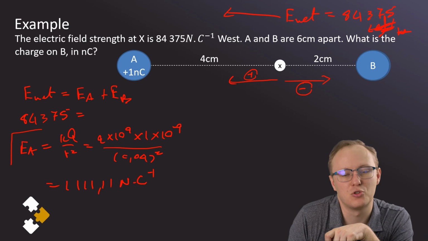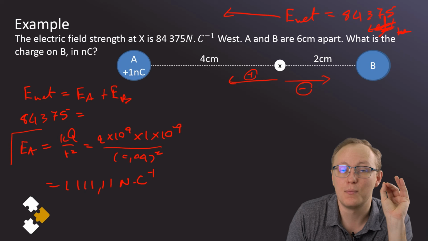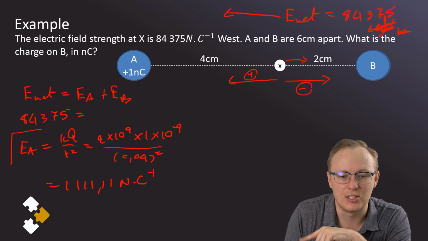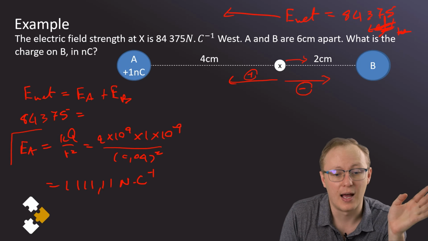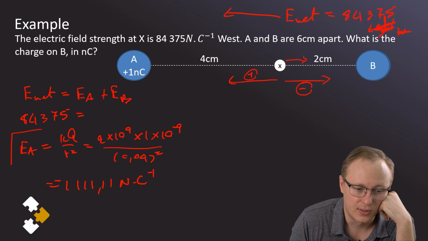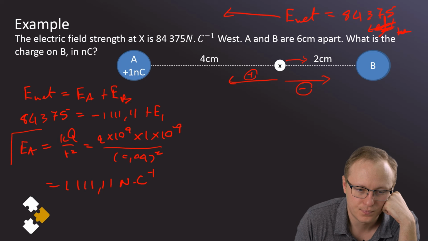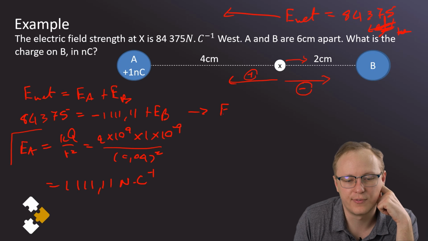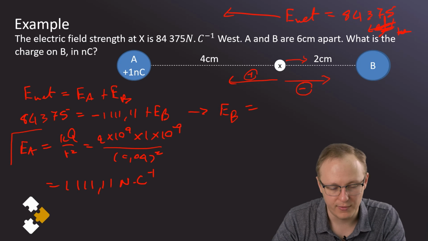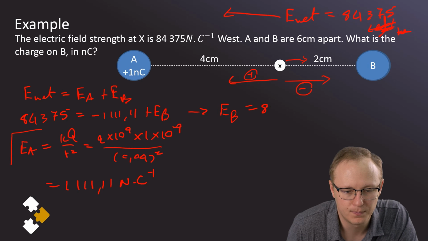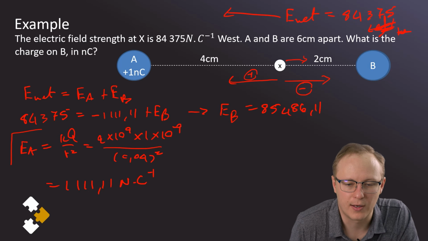Okay, and now it's crucial that we identify the correct direction. Now A is positively charged, and because A is positively charged, a positive point charge will experience a force away from A. So the field at X due to A is actually going towards the right, which is our negative direction. All right, so I'm going to put here negative 1111.11. All right, so if I continue here, I can then go negative 1111.11 plus the EB. All right, and then we can find the electric field due to B only. So that's going to be the 84,375 plus the 1111.11, and that's going to be 85,486.11. Okay, and that again is newtons per coulomb.